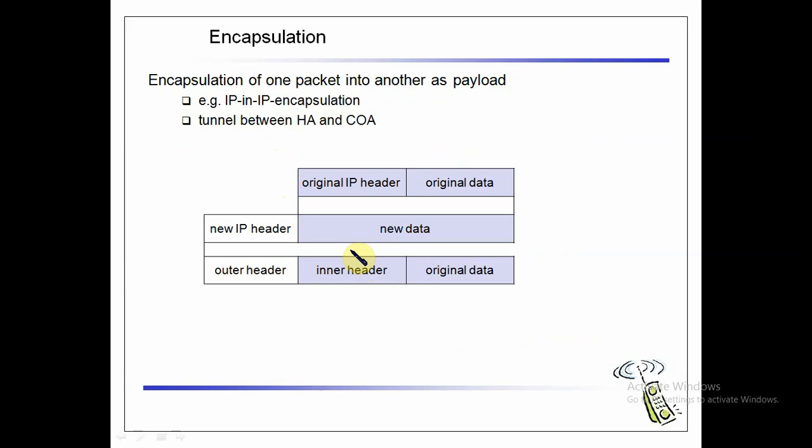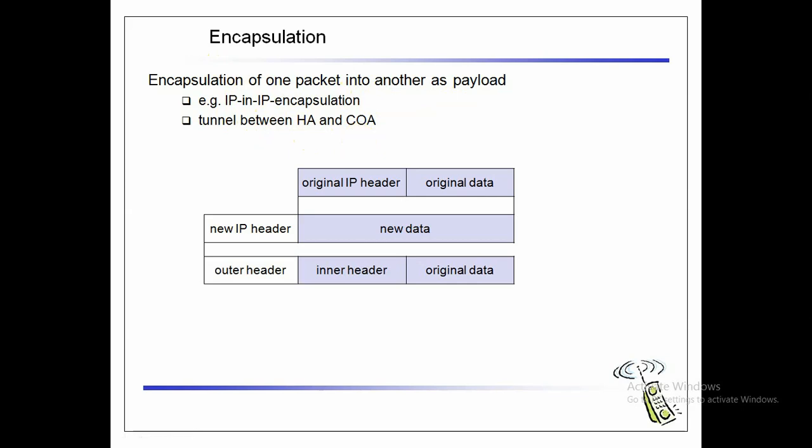Now come to the point of today's lecture, that is encapsulation. Encapsulation is putting one packet into another as a payload. The example is IP in IP encapsulation and the tunnel between the home agent and the care of address.